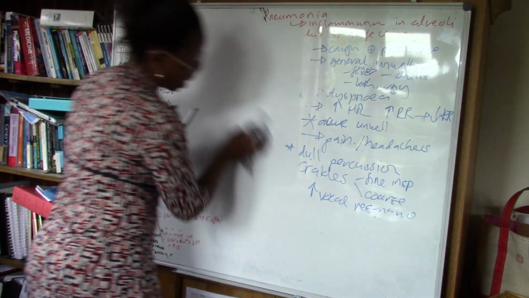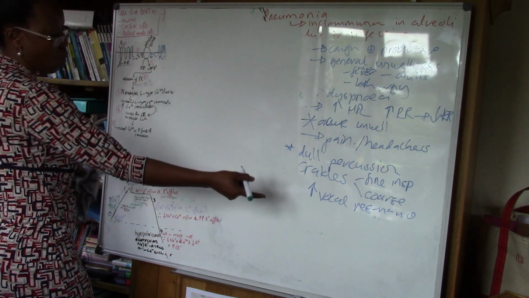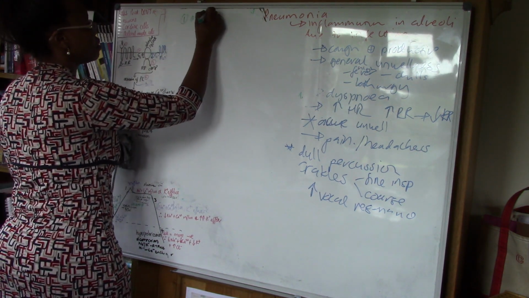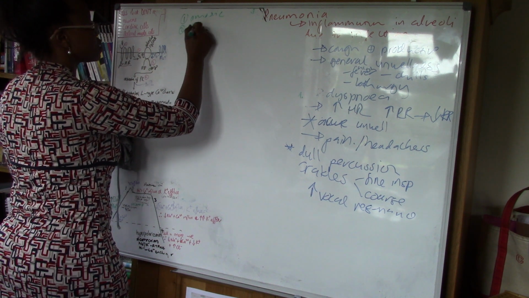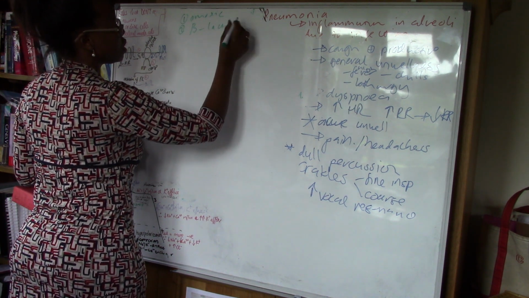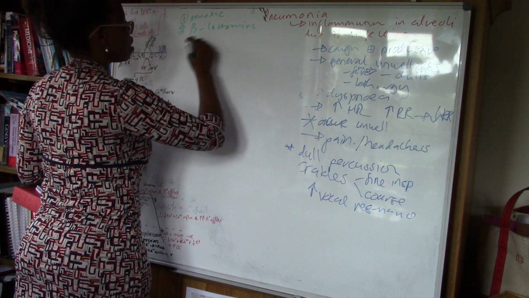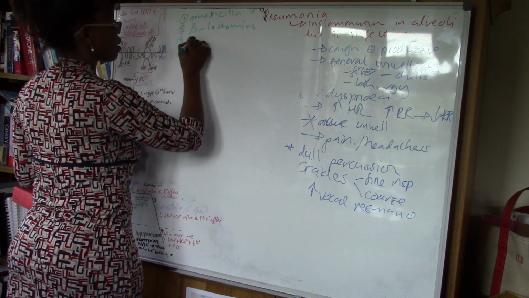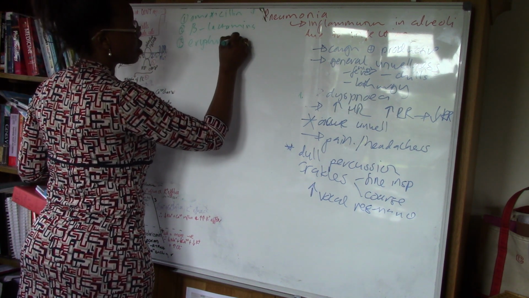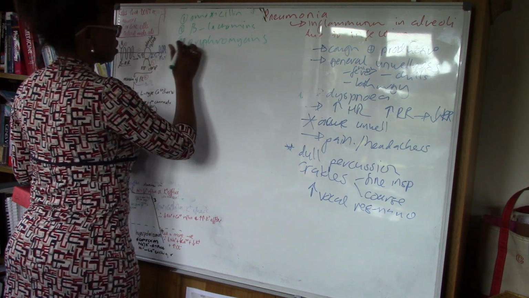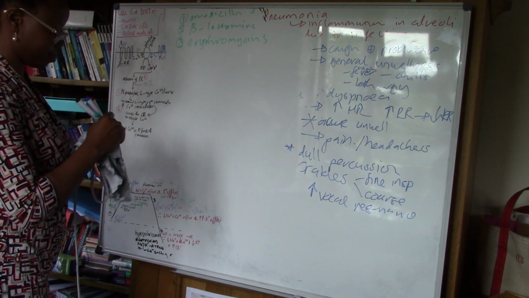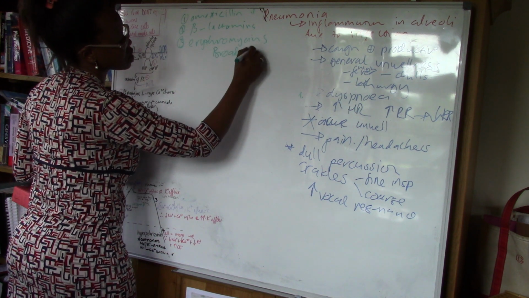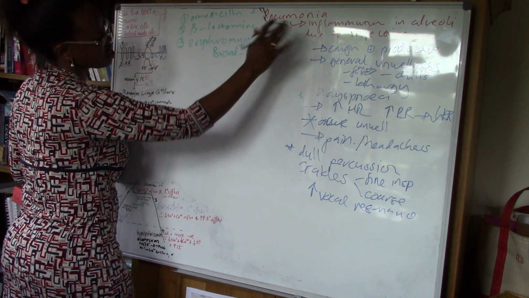So the treatment that is given for community acquired pneumonia is amoxicillin. So you can give amoxicillin, the beta-lactams. We can also give erythromycin, and then give broad spectrum, obviously broad spectrum, to cover any atypicals, just in case.